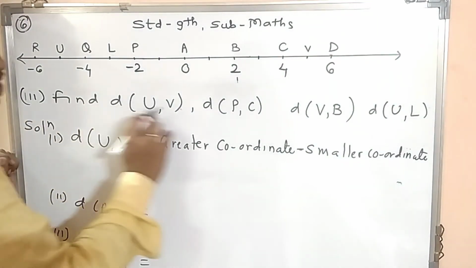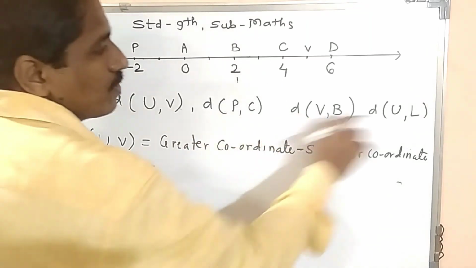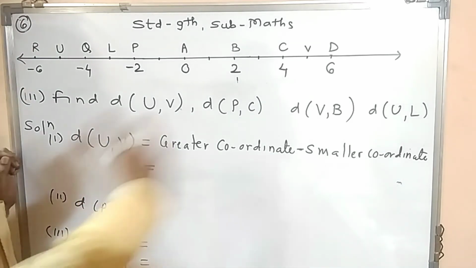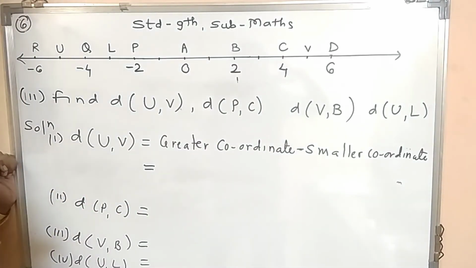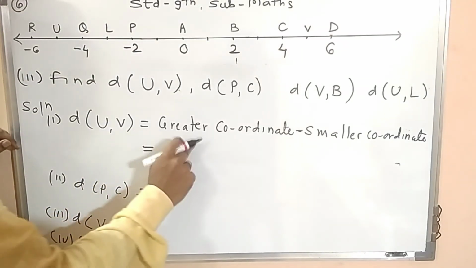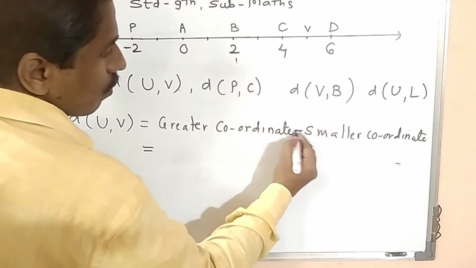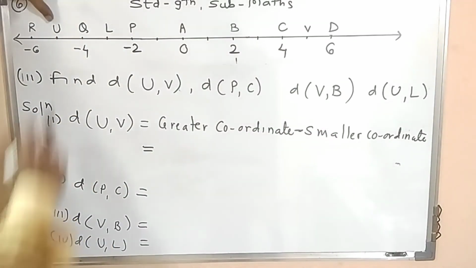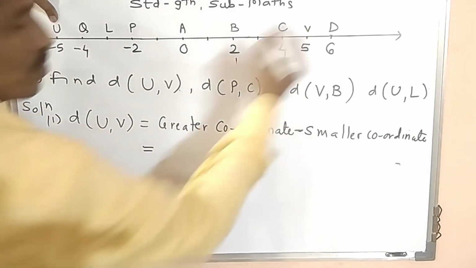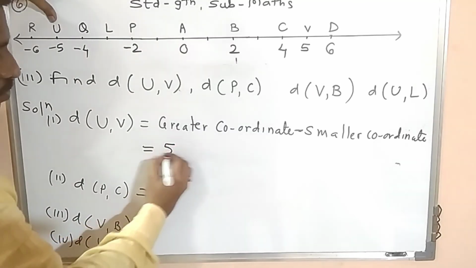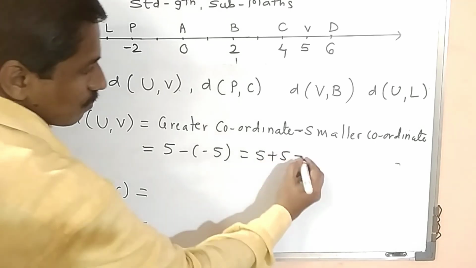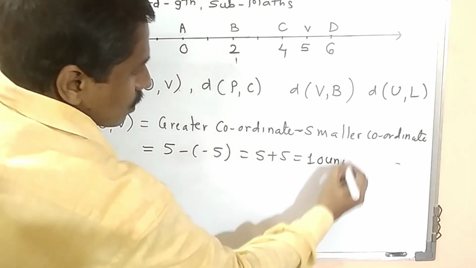Find the distance UV, distance PC, distance VB and distance UL. We have already studied how to find distances when the coordinates of points are given. So first we'll find distance UV. What is the formula? Greater coordinate minus smaller coordinate. So U and V, where is U? U is -5 and V is 5. The greater coordinate is 5, the smaller coordinate is -5, so it becomes 5 plus 5, and 5 plus 5 is 10 units.